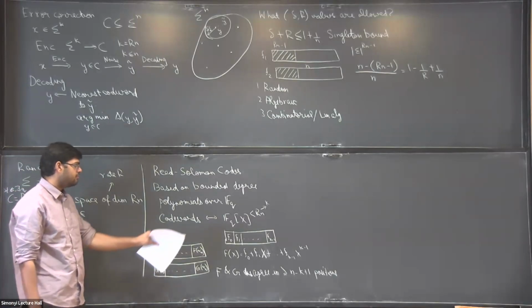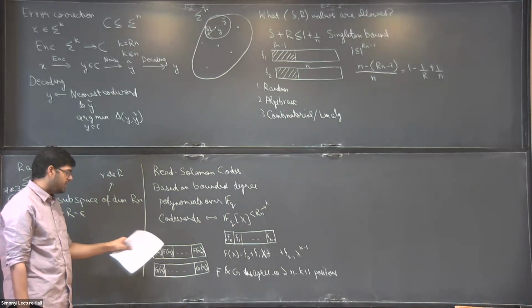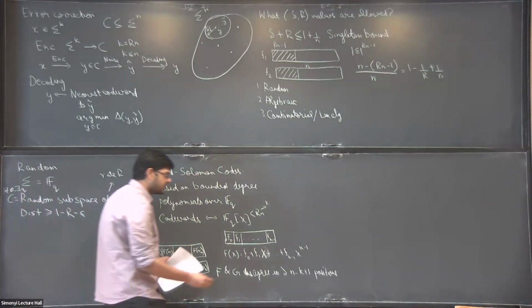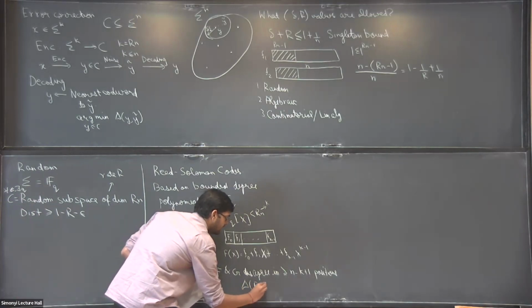Which, yeah, if we substitute k to be Rn and compute the Hamming distance, this will exactly be the Singleton bound parameter. So the distance between f and g.